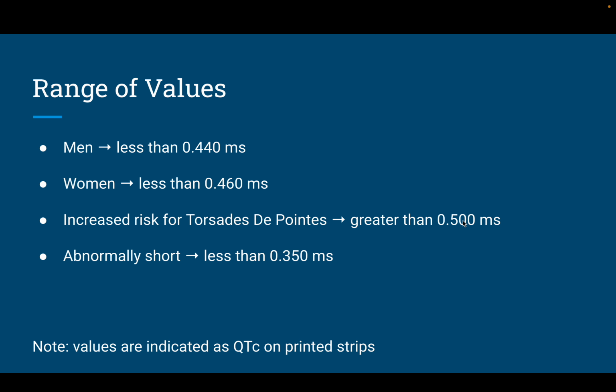So if you have someone that has something over 0.5 for that QT interval, you might want to be a little more suspicious, especially if they're symptomatic, that they could go into torsades. And again, just want to remind us that the QTc on those 12 leads is where we're going to see the corrected value.